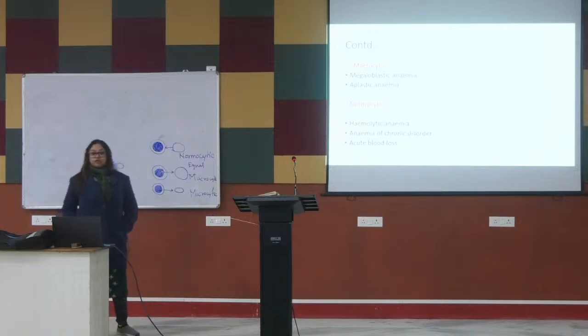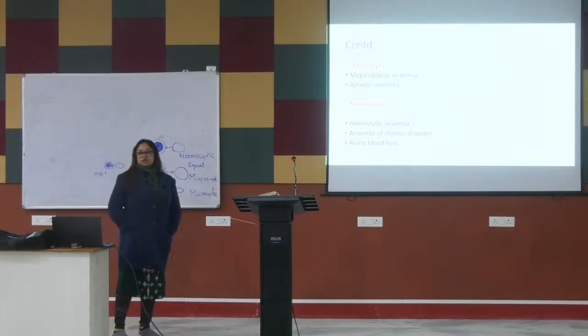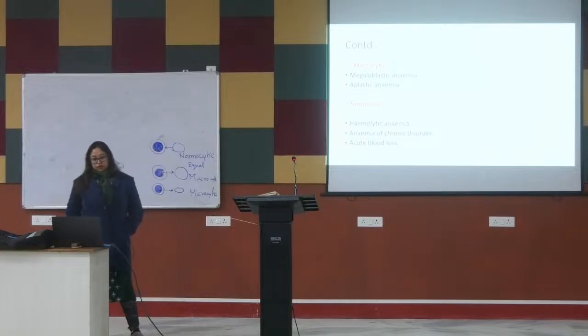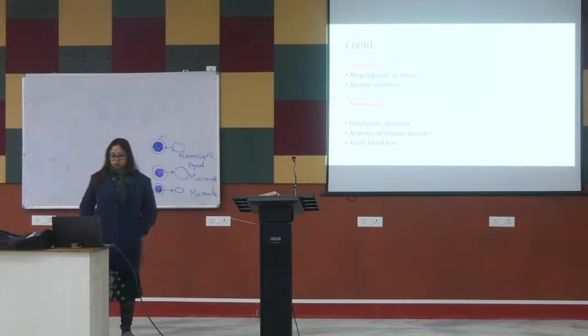Now coming to the second point, macrocytic. Macrocytic means big. The size of RBC is bigger than the nucleus of a small lymphocyte. Examples are megaloblastic anemia and aplastic anemia. Okay.